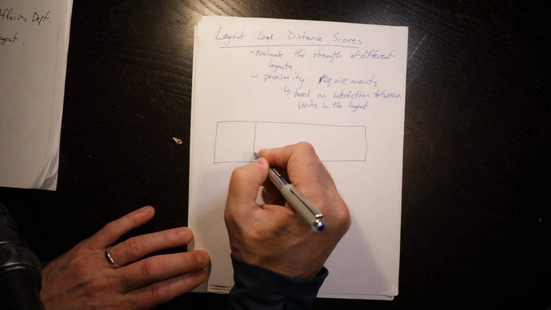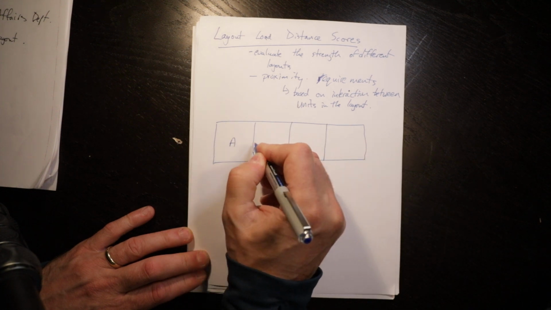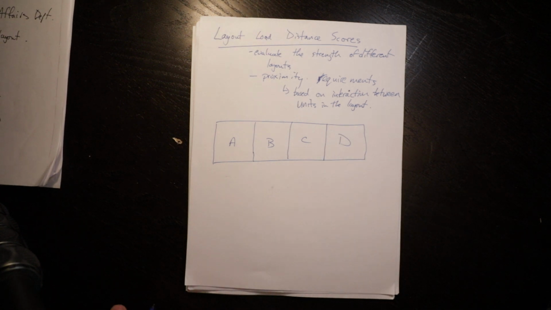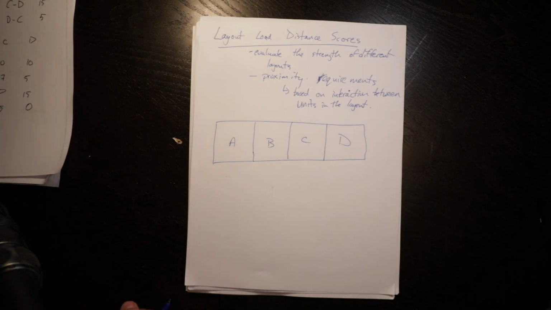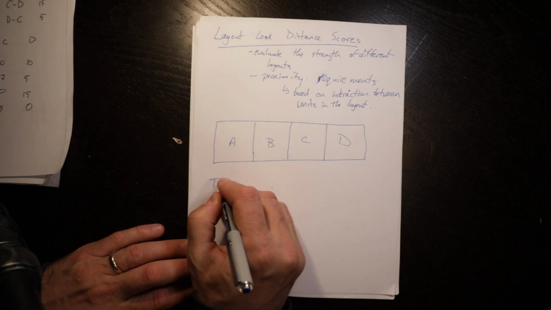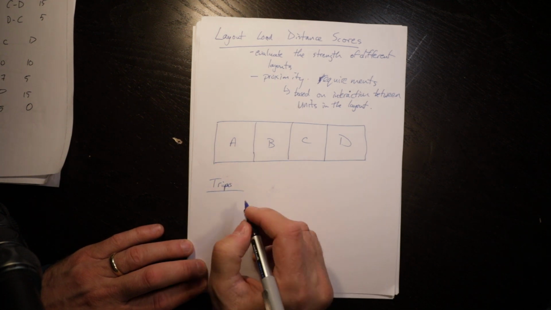There are 4 units, A, B, C, D, and we want to figure out if that is the best layout we can. So in that circumstance, we need the information on the trips, and this is something you'd measure, but in this circumstance we're giving it to you.